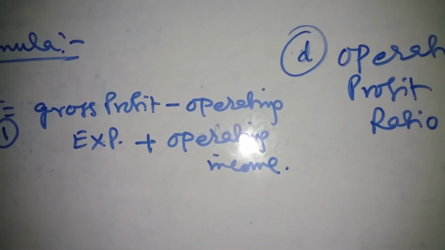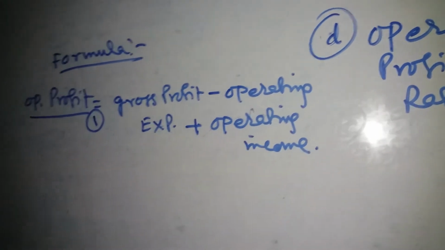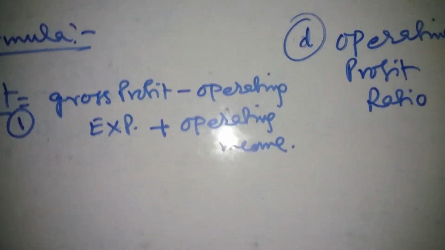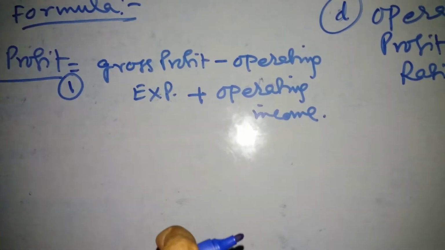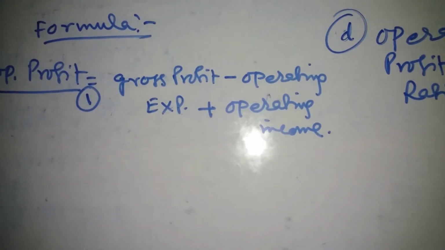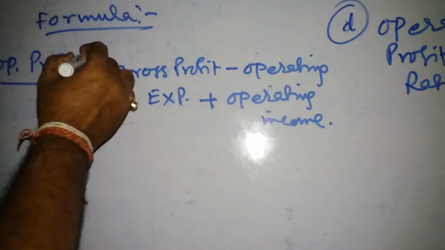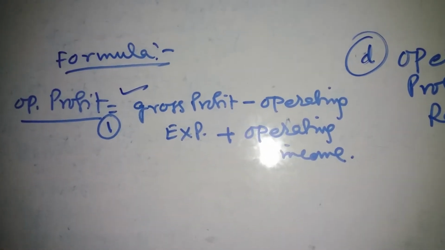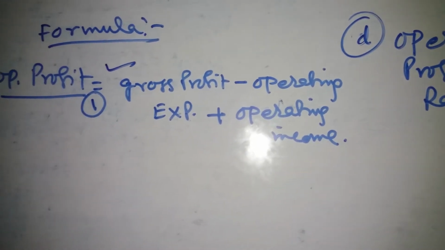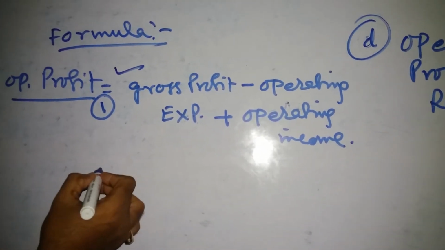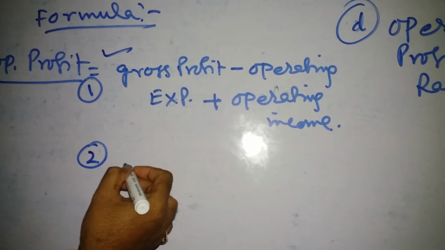It is one formula, and another formula is there, but I think that formula is not given in the book of your syllabus right now. If needed, then I will discuss later on, but right now you keep in mind: gross profit minus operating expense plus operating income. Another formula, okay, I am writing it, just follow this.